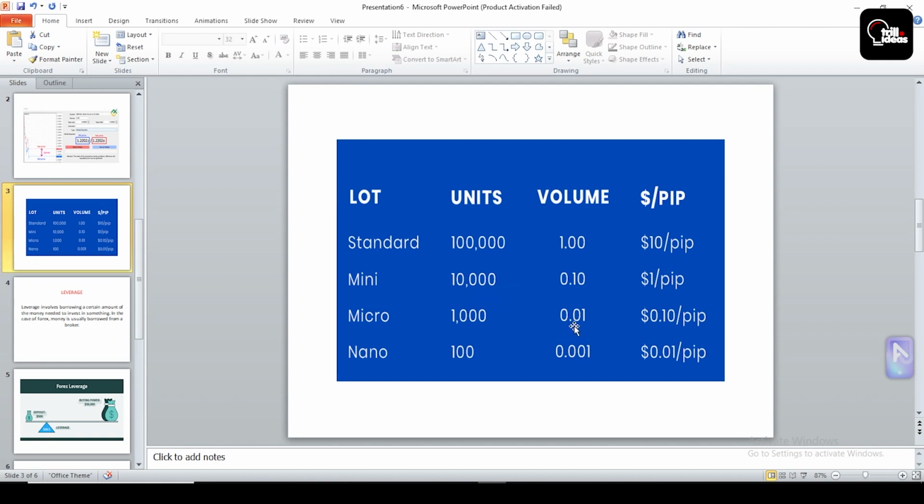For you to buy 0.01 volume, it is equivalent to buying 1,000 units of that particular currency pair. And if you are buying 0.10, it is equivalent to buying 10,000 units of that particular pair. And the same as if you are buying one standard lot volume, it is equivalent to you buying 100,000 units.